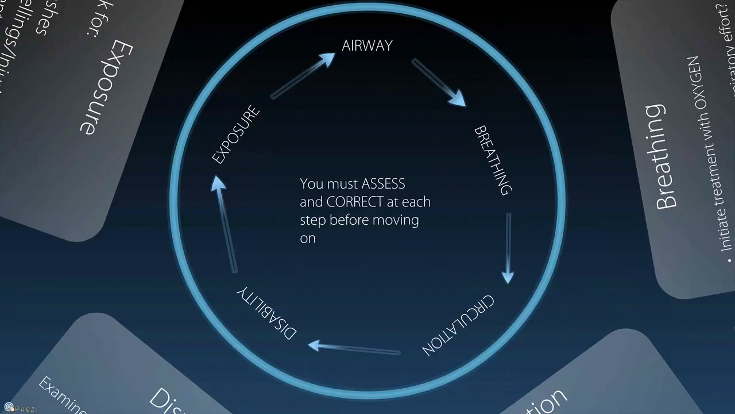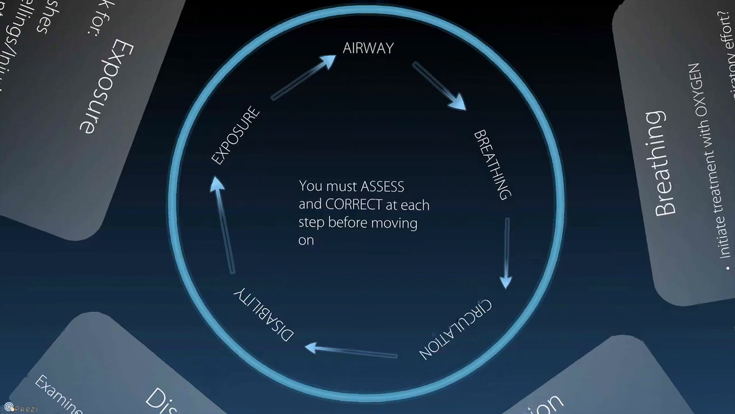And as it says in the centre of the circle, it's critical that you assess each of these and correct them as much as you can before you move on to the next one. And once you've gone all the way around the circle, you then go back to airway. And if also at any point the patient deteriorates or the situation changes, you then go back to airway and start again at that point. You don't have to go all the way around the circle to exposure before you can go back to airway.